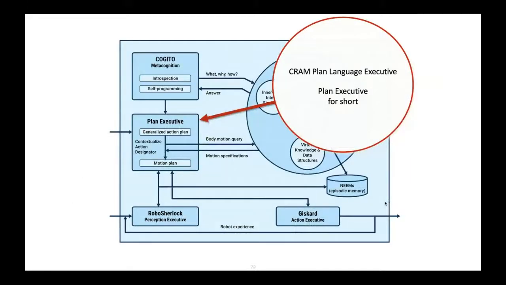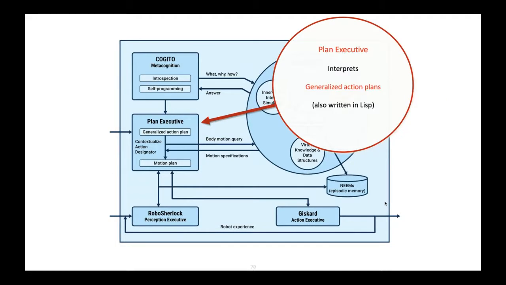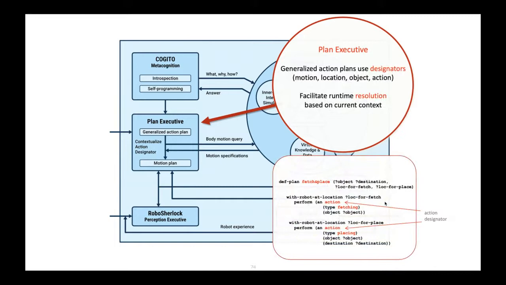So first of all, it's got the CRAM Plan Language Executive, we'll just call it the Plan Executive for short. And its job is to interpret these generalized action plans. I'll show you an example of this in a second. It's written in Lisp, as are the plans. So here's an example of a fetch and place plan written in Lisp. You can see here in red, I've put in the action designators. So we've got an action for fetching, we've got an action for placing. So this is a fetch and place generalized action plan.